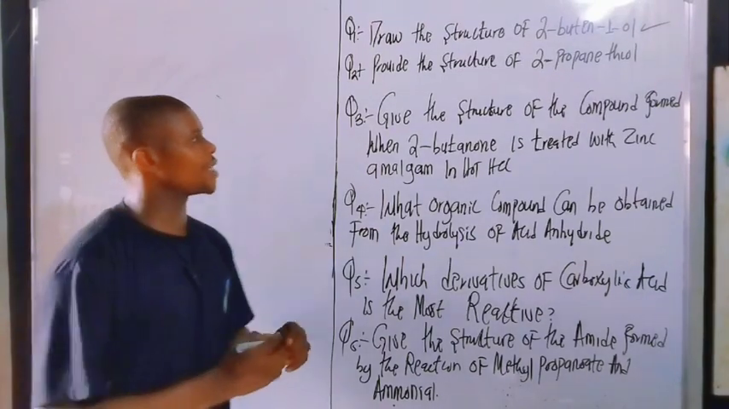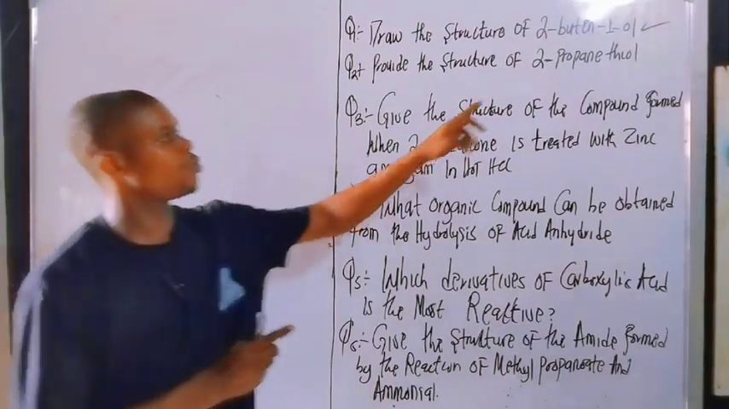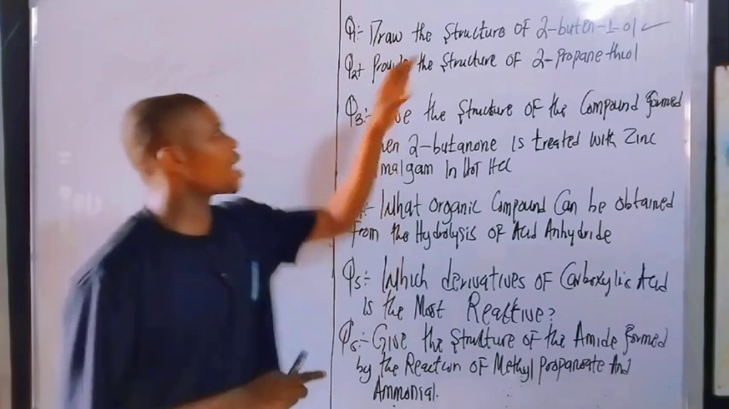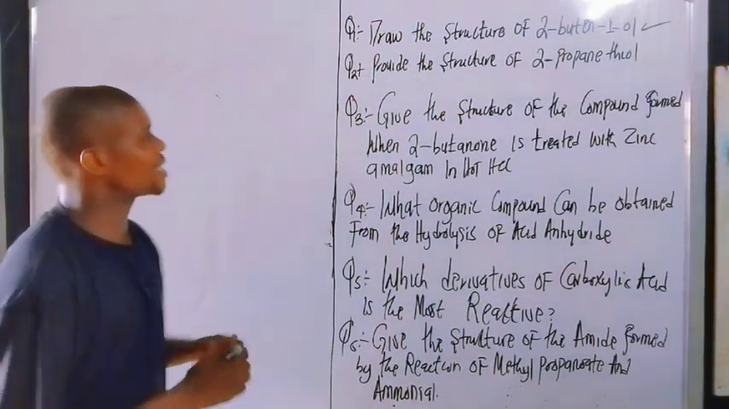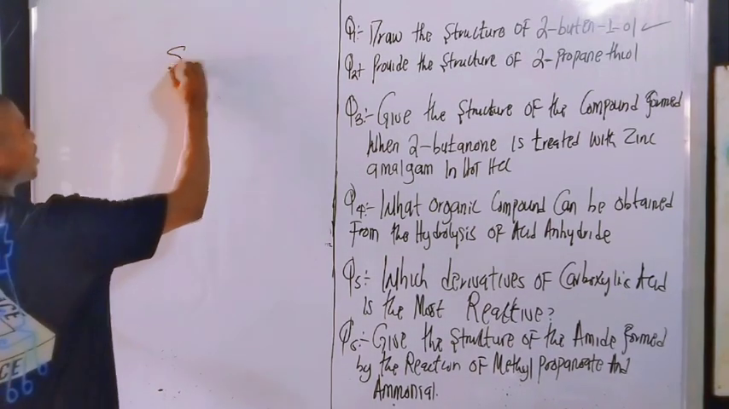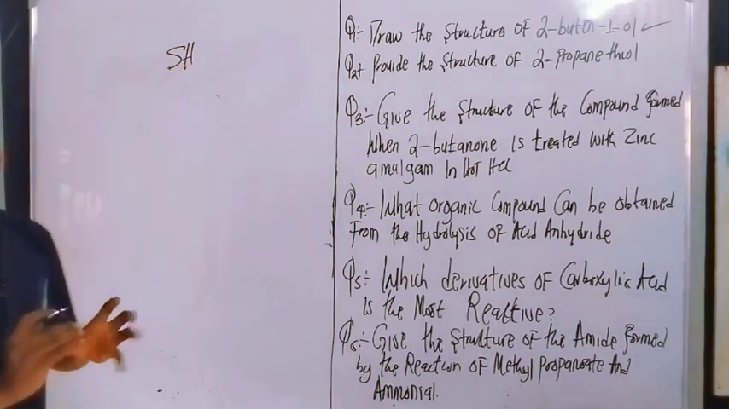Let's look at the second question. Provide the structure of 2-propane thiol. Like what I've done in the first one, I'm still going to break this one down for you. Do you understand? So now we talk about thiol. Thiol is just the SH group. Right there. Now this is what I want to explain to you.